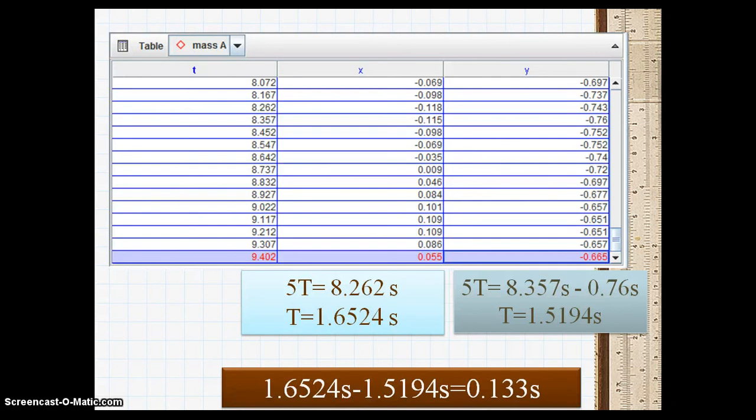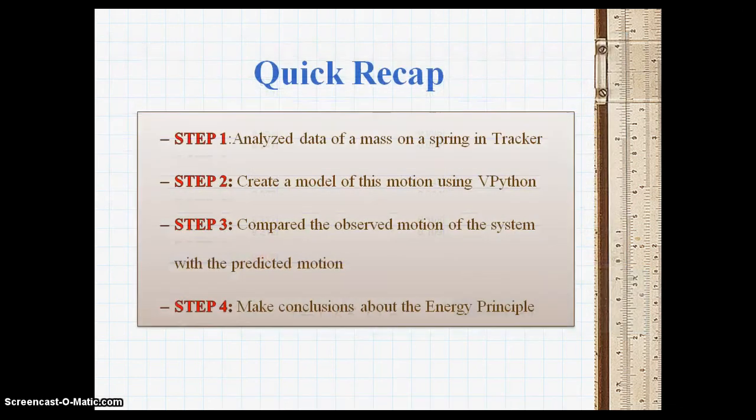In the x position, the spring force acts on the motion. In the y position, both the spring force and the gravitational force act on it. Therefore, it will take longer for the x position to return to the initial point because there's a weaker net force acting upon it. So here's a quick recap.